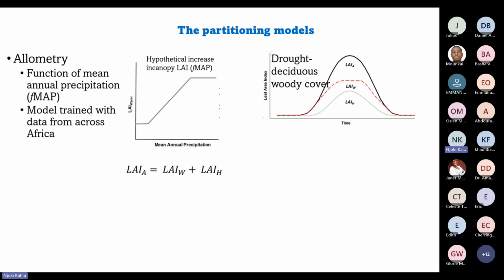So we calibrate our models with data collected from all over Africa. These were in situ data from literature, but also fieldwork that we have been able to do over the years. We have collated data that has been useful in our models, and so we have been using this to model against precipitation, and to see how each one of the precipitation gradients influences the amount of leaves.